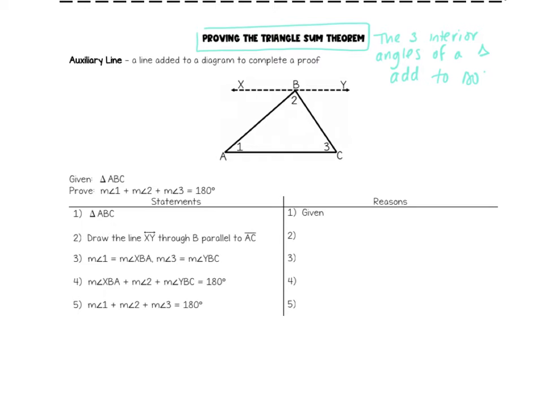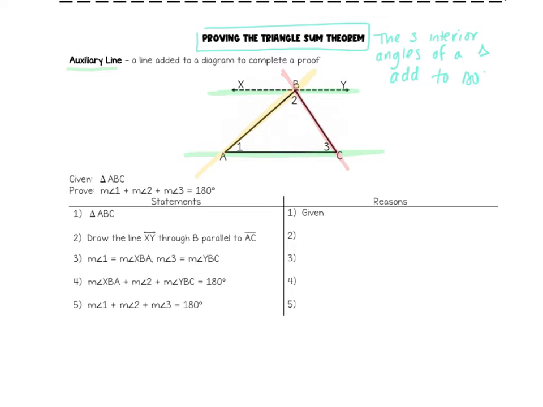Okay, very often to prove something, we have to add what's called an auxiliary line. So an auxiliary line is a line added to a diagram to complete a proof. And our auxiliary line in this proof is this line from X to Y right here. This line is going to be set up to be parallel to line AC. And then if you notice, we can use AB as a transversal, and we could also use BC as a transversal.